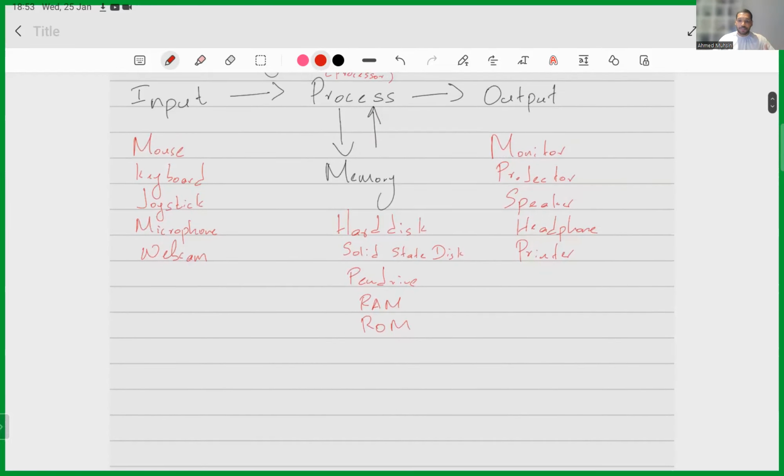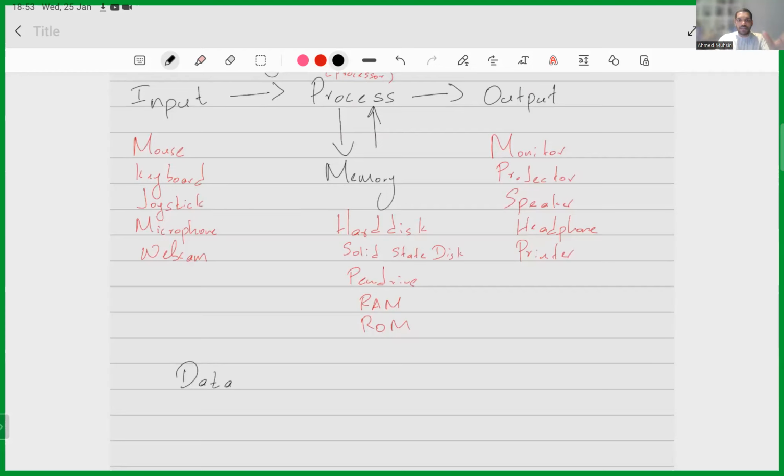So when we say input, basically what happens is we are giving data to our computer. I'm just explaining a little further. Normally what happens is you give data to your computer. You press a key, you press a button, you say something. This is data. By just pressing one button, it doesn't make sense.